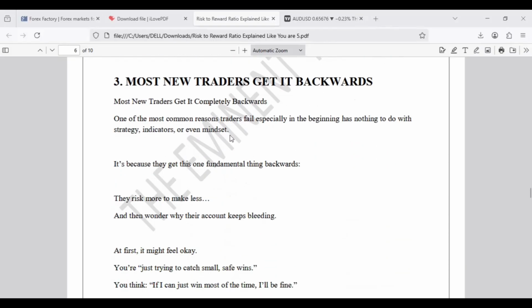So most new traders, they get it completely backwards. One of the most common reasons why traders fail, especially in the beginning, has nothing to do with strategy, indicators, or even mindset. If your risk to reward ratio is bad, there's already a problem. So one fundamental thing that they get backward is risk to reward ratio. They risk more to make less because they don't know how to calculate it properly. And then they wonder why their account is bleeding.